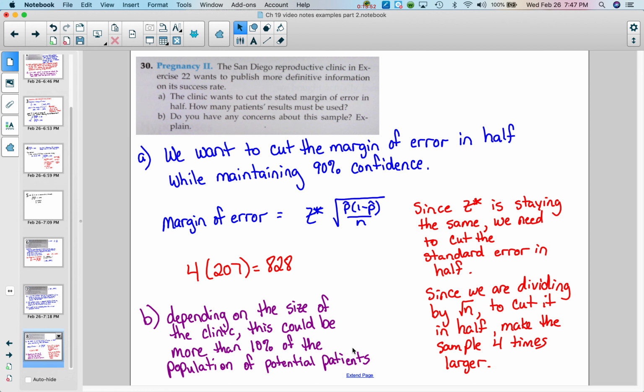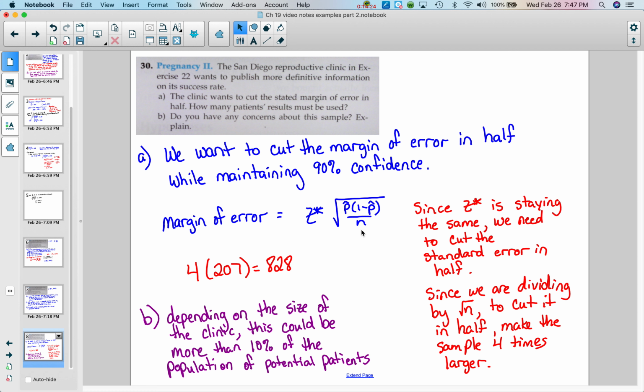And the last problem, still dealing with that same reproductive clinic. The clinic wants to cut the stated margin of error in half. How many patients' results must be used? Well, we want to cut the margin of error in half while maintaining 90% confidence. Remember, our margin of error is made up of the critical value times the standard error of our statistic. Since z star is staying the same, we need to cut the standard error in half. Notice the denominator.